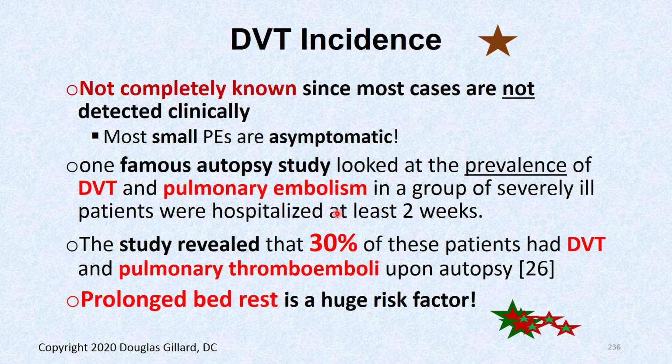What's the incidence of deep vein thrombosis? Well, because so much of it is asymptomatic, we're not 100% sure. But there's a famous autopsy study that looked at the prevalence of DVT and pulmonary embolism in a group of terminally ill patients. They were hospitalized for at least 2 weeks, some of them much longer. And after they died, they did an autopsy.